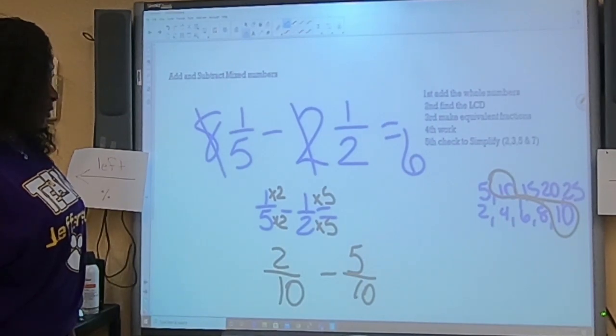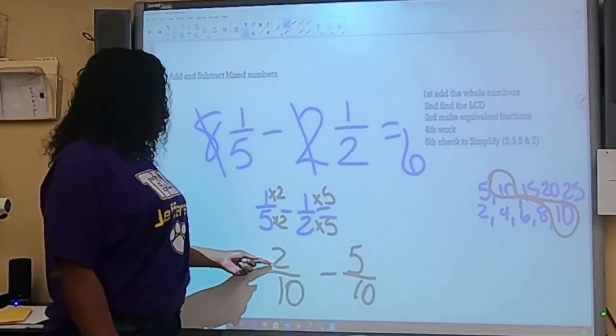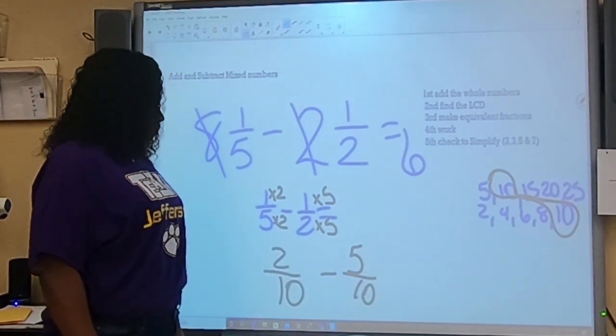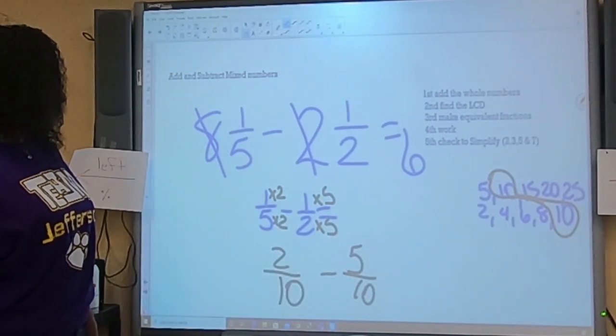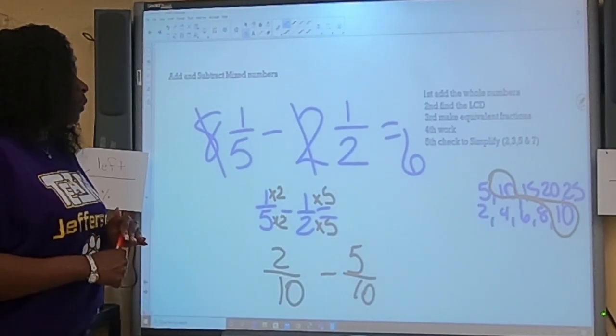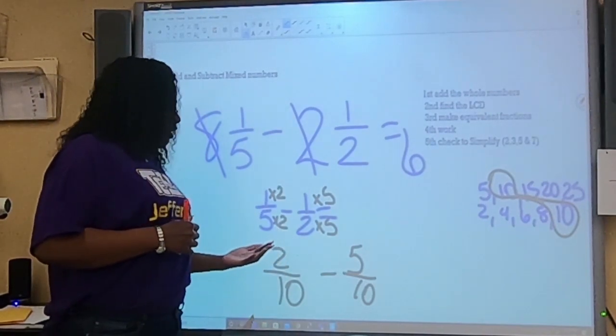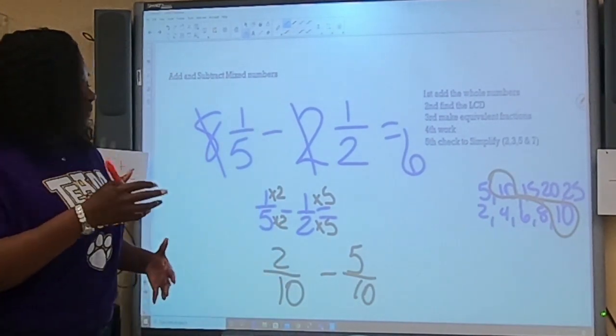What do I do now? Because if I only have 2 tenths, I cannot take away 5 tenths. So I have to borrow or regroup. Remember, when we regroup, a number has to go down so that another number can go up.